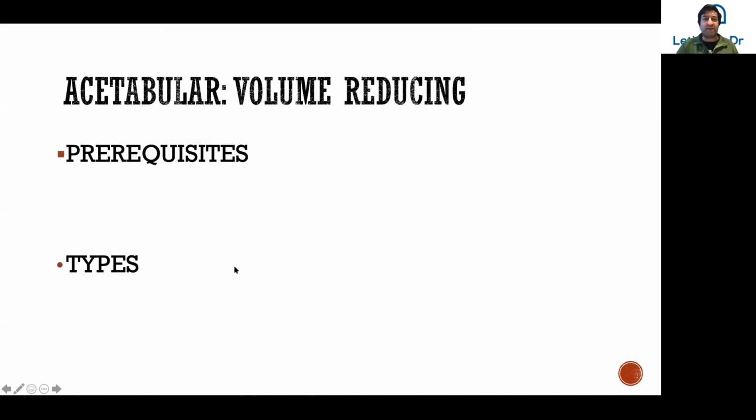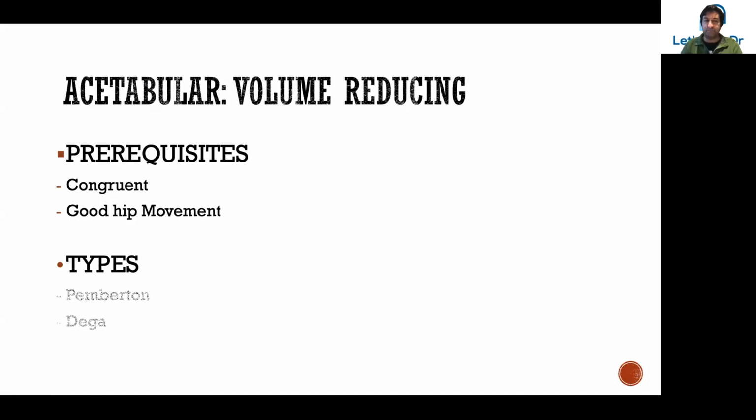We then move on to the volume reducing osteotomies. Again, these are a form of reconstruction, and it has to be a congruent hip, and it has to have good hip movement as well, okay? And the ones you need to know, or they may mention, typically in the MCQs, are the Pemberton and the Dagger, okay? So with the Pemberton, it's a type of volume reducing osteotomy.